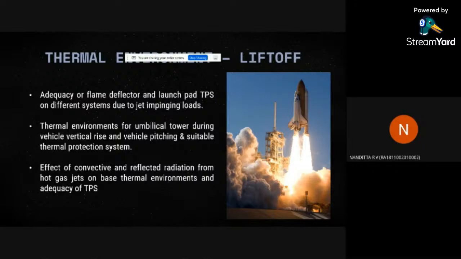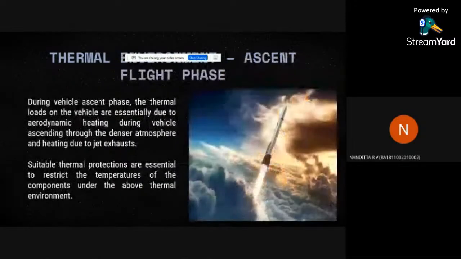The effect of convective and reflective radiations from hot gases and jets on the base thermal environments and the adequacy of the TPS should be explained. What is convection? I told you that convection is an indirect method wherein heat is transferred due to the movement of liquids or gases. So convection is also there, and the radiation, the reflected radiations such as the earth-reflected radiations and the albedo, is what we are talking about in this topic.